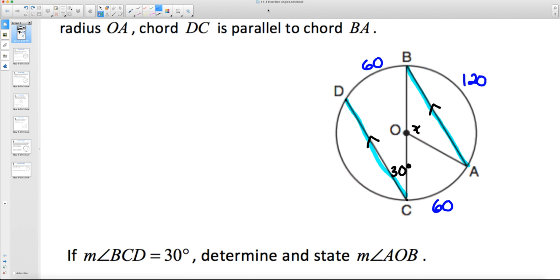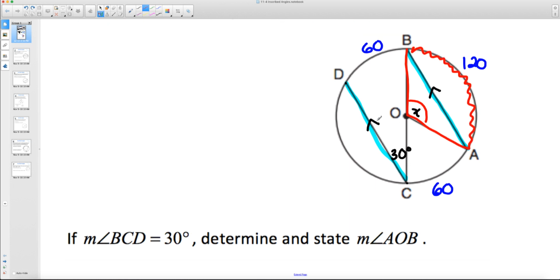Well, if this arc is 120, BOA is a central angle, so it's equal to the measure of the arc it intercepts. It intercepts this 120 degrees, so AOB has to be 120 degrees. There's some other ways you could think about it. I'm not going to go through all of them, but I'm sure you can get creative and find other ways.